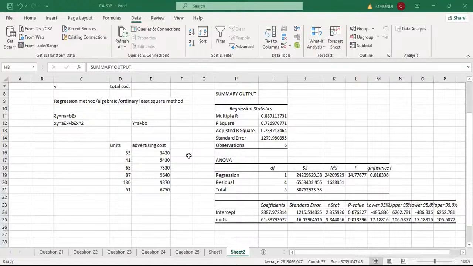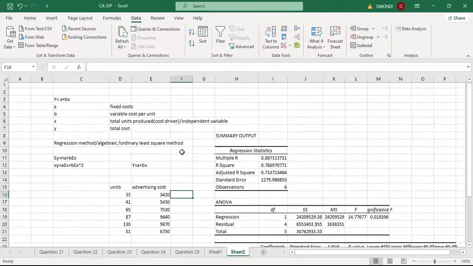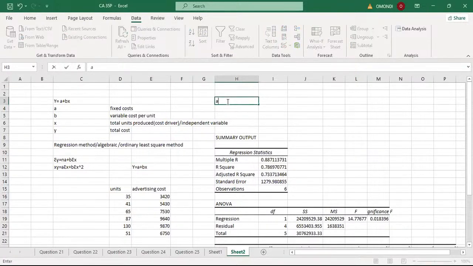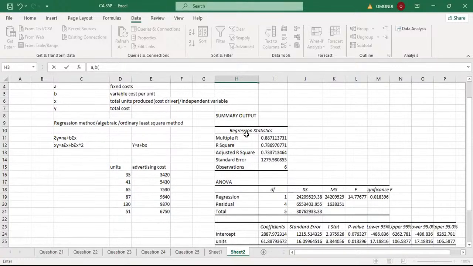So this is what is happening here. I forgot to tell you as well that in this function, y is equal to a plus bx, a and b are all called coefficients.